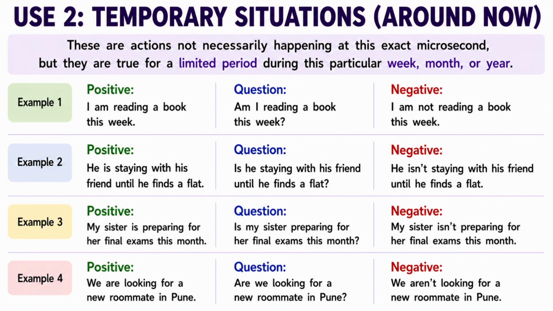Example 3. Positive. My sister is preparing for her final exams this month. Question. Is my sister preparing for her final exams this month? Negative. My sister isn't preparing for her final exams this month. Example 4. Positive. We are looking for a new roommate in Pune. Question. Are we looking for a new roommate in Pune? Negative. We aren't looking for a new roommate in Pune.